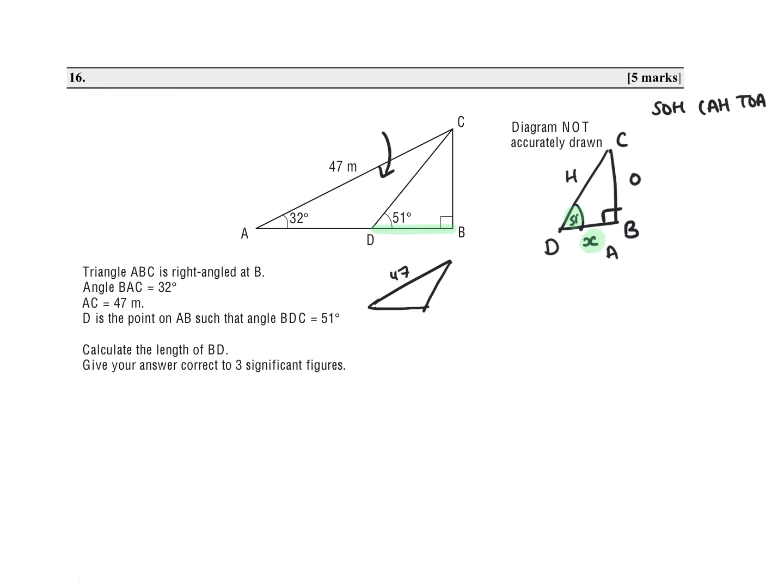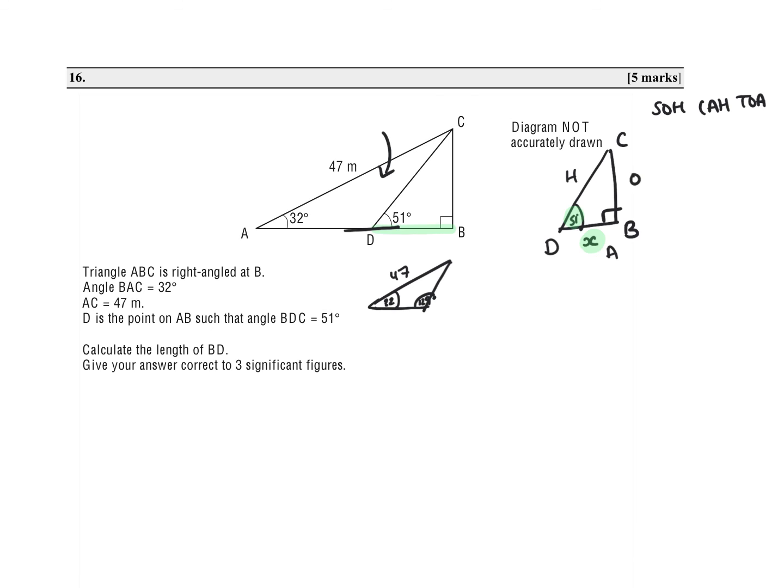Okay, it's 47. This is 32. This angle we can work out because we know angles on a straight line add up to 180. So if I do 180 minus 51, I'm going to get 129. Now, what I notice about this, I can't actually do anything with this yet. I don't have a right angle. So this is not the way forward.